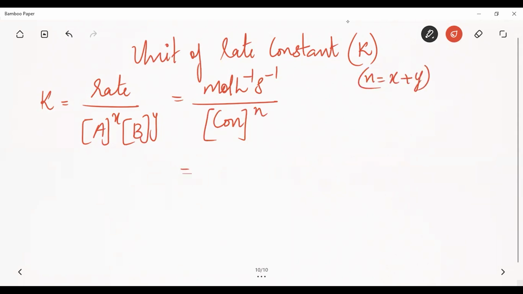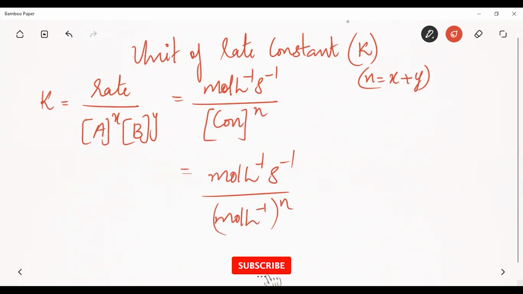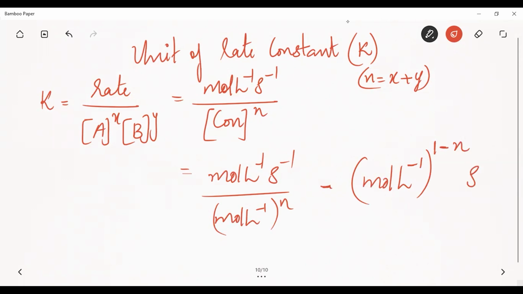So how will you make this? This is also concentration. So concentration means we can write it like this: s raised to minus 1 by mole raised to minus 1, raised to n. So we can equate it as mole liter raised to minus 1, that is, to the power 1 minus n, s raised to minus 1. So this is the general expression for the unit of rate constant.